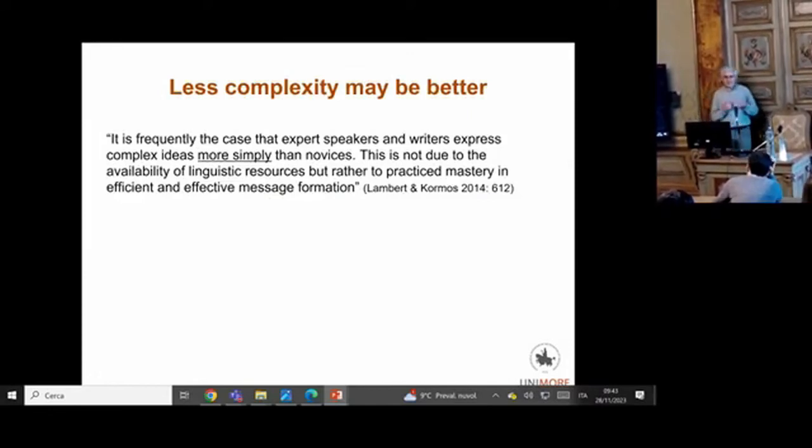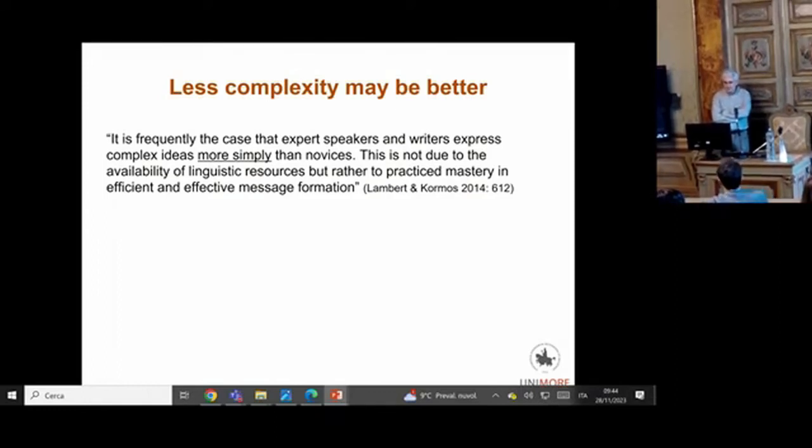Some scholars even say that less complexity may be better, going actually in the opposite direction. This is a theoretical speculation by Lambert and Kormos in 2014: "It is frequently the case that expert speakers and writers express complex ideas more simply than novices. This is not due to the availability of linguistic resources, but rather to practice mastery in efficient and effective message formation." So sometimes efficient and effective messages are simple, and they have to be so.